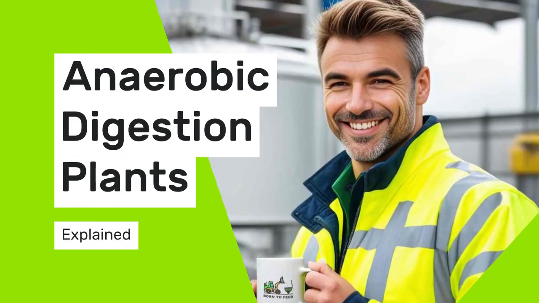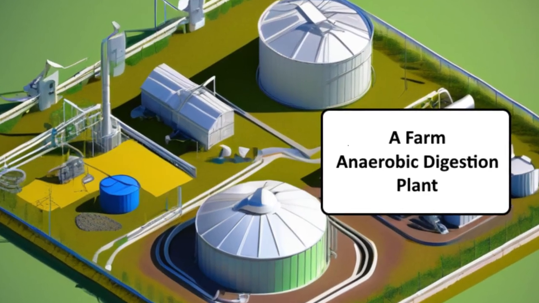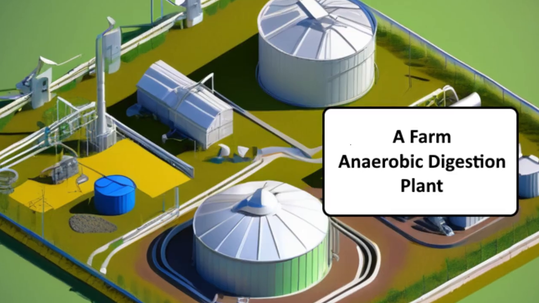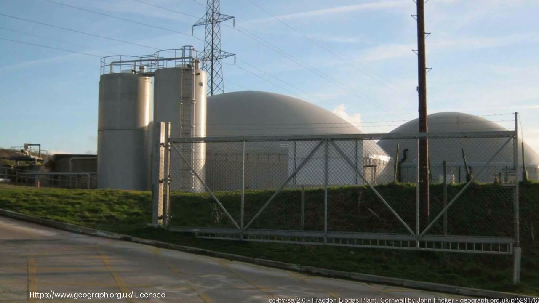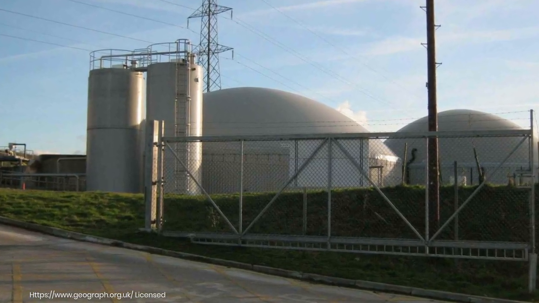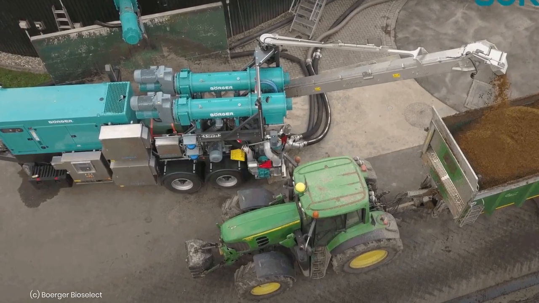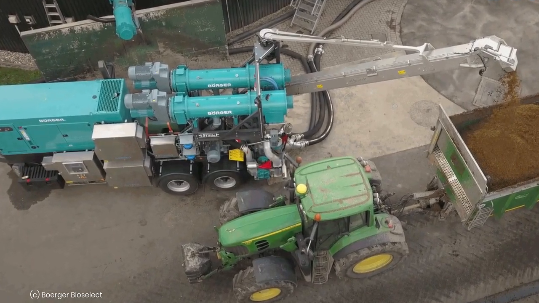Anaerobic digestion plants explained. First of all, anaerobic digestion plants have nothing to do with plants that grow. The term plant refers to machinery and equipment, distinct from the plants that grow in fields and gardens. While both involve the word plant, their meanings are unrelated.